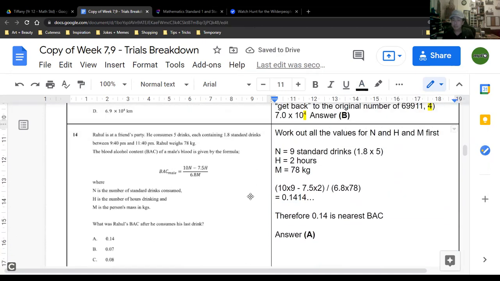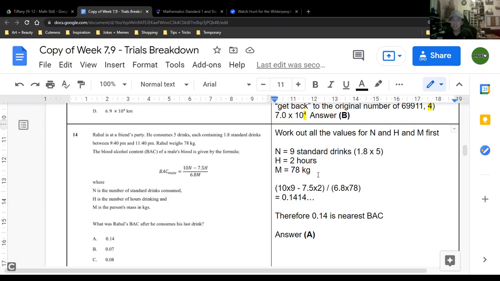So they gave you the formula, 10 times N minus 7.5 times H over 6.8 M. So thanks to my other student, Dion, for supplying this one, because I ran through the Menai paper with him as well. And he actually typed this out for me with some beautiful, let's define N and H and M before we substitute it. So that's very clear thinking on Dion's behalf. Good job, buddy.